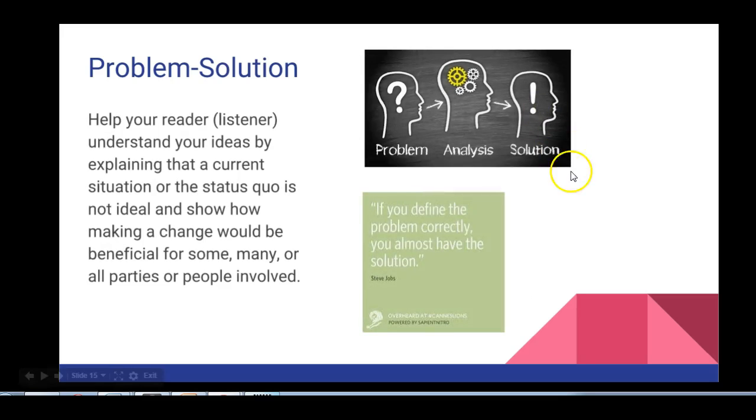And the final pattern that we want to look at is problem solution. This is very effective if you're trying to do something persuasive. You're trying to get to an audience that needs to be swayed to your position. So what you're trying to do is say, hey, wake up. We have a problem here and we need to do something about this. This is not ideal. We will all benefit if we just make this change.